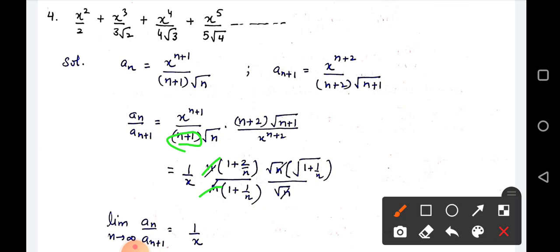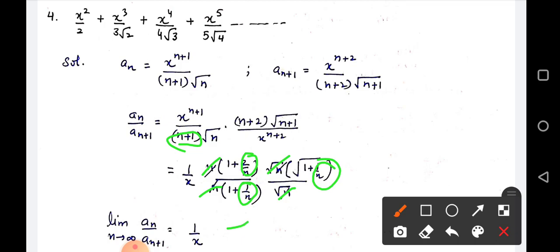रूट n ऊपर से कॉमन लोगे तो it is under the root 1 plus 1 by n, और रूट n नीचे से, तो this cancel out. So now taking limit n approaches infinity, this is 0, 2 by infinity is 0, 1 by infinity is also 0. So it is 1 plus 0 is 1, 1 plus 0 is 1, and it is under the root 1 plus 0 is again 1.